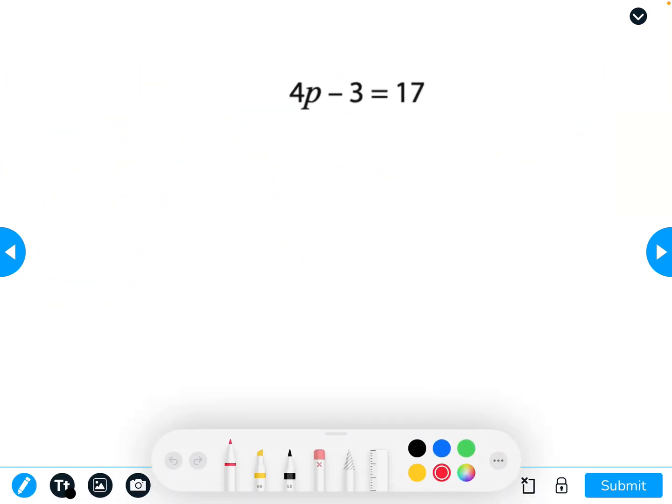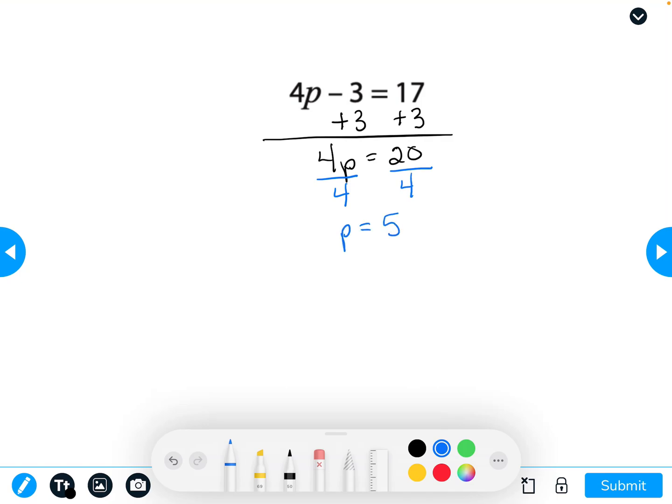Okay, on this problem, I have 4p minus 3 equals 17. I want to get rid of the constant, so I have a minus 3. I'm going to add 3 to both sides of my equation to keep it balanced. That gives me 4p equals 20. 4p means multiplication, so to undo multiplication, I'm going to divide both sides by 4 to isolate the p. And that gives me an answer of p equals 5.